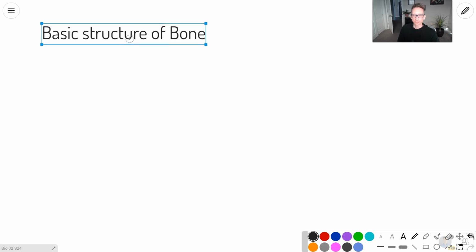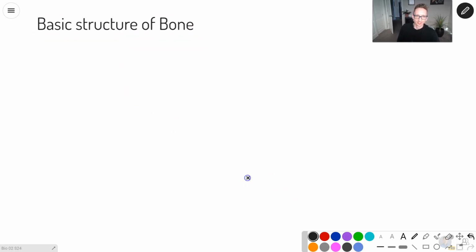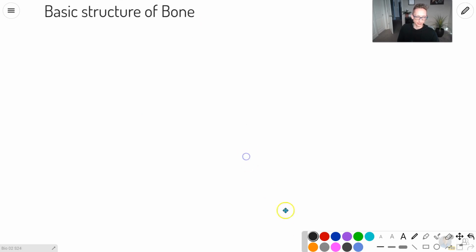We're gonna be talking about the basic structure of bone here in this one. All right, that's the plan. Let's get into it. So our bone. Let's draw ourselves a long bone. Got something like this. This will be like our femur.